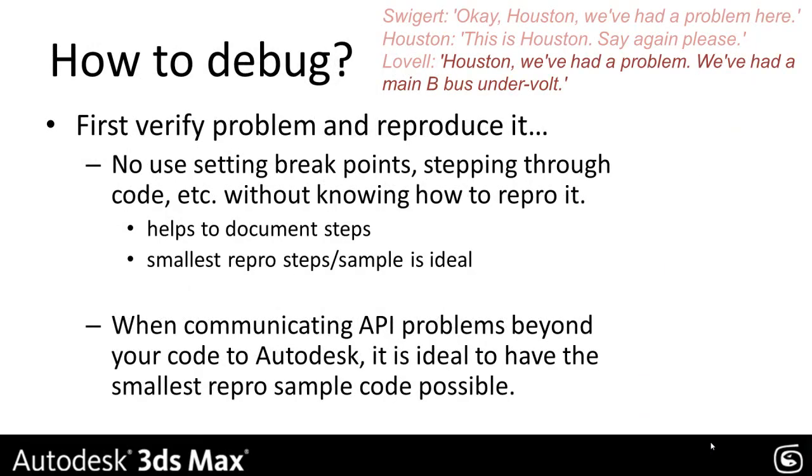So how to debug? The very first step is to verify the problem and reproduce it. This is just so important. There's no use setting breakpoints, stepping through code, etc. without knowing how to reproduce it. It really helps to document those steps so that if you're distracted for the rest of the afternoon and have to pick it up the next day, you can remember, oh, these are the things that I've tried, and this is where I'm at.